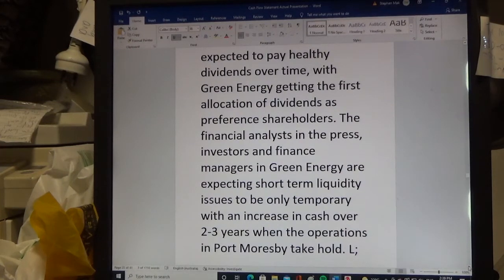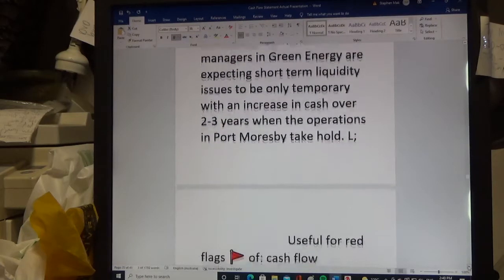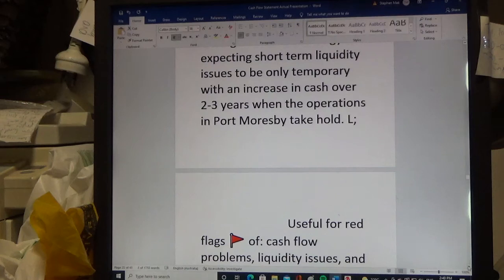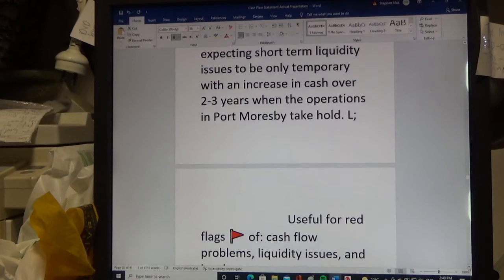And I put in this example the financial analysts in the press, investors and finance managers are writing up that Green Energy are expecting short-term liquidity issues, liquidity being the access to solid cash, to be only temporary, with an increase in cash over 2-3 years with the operations of Port Moresby flourishing.